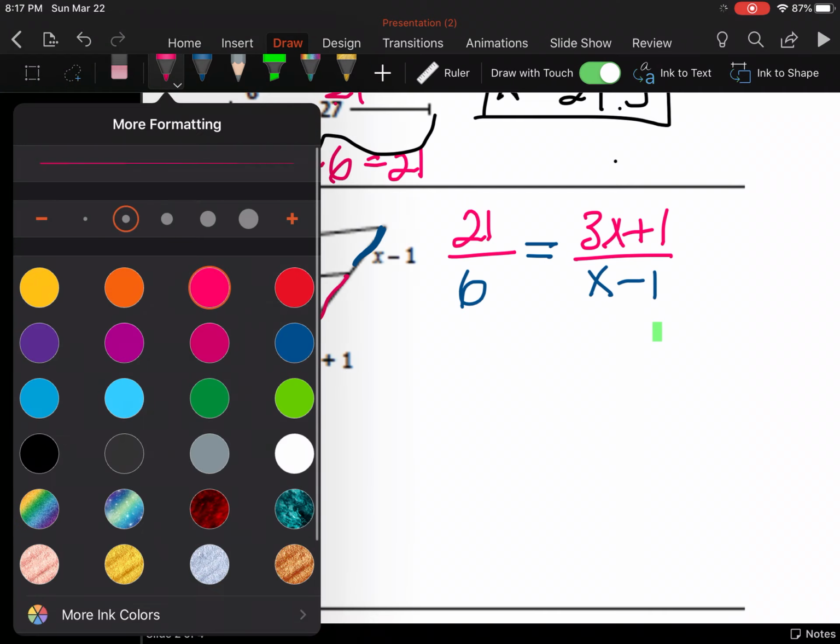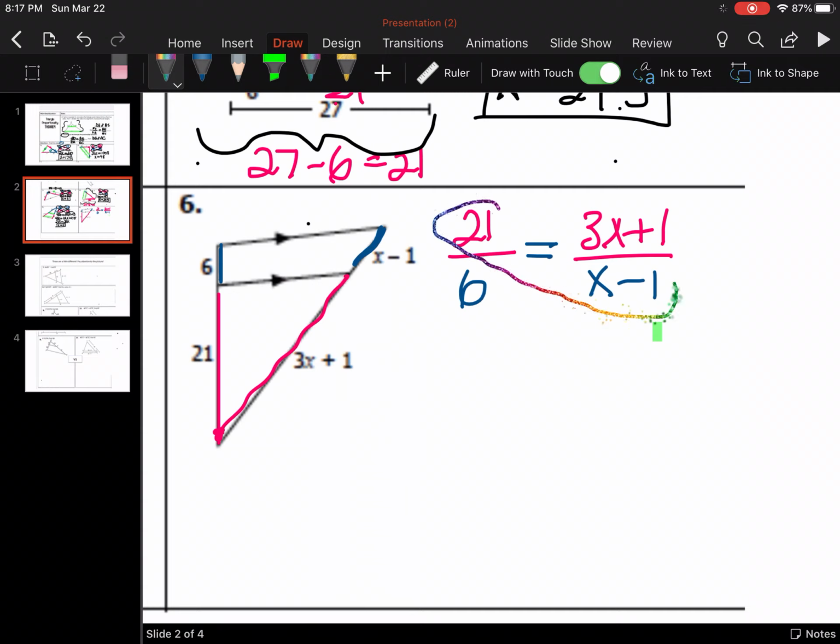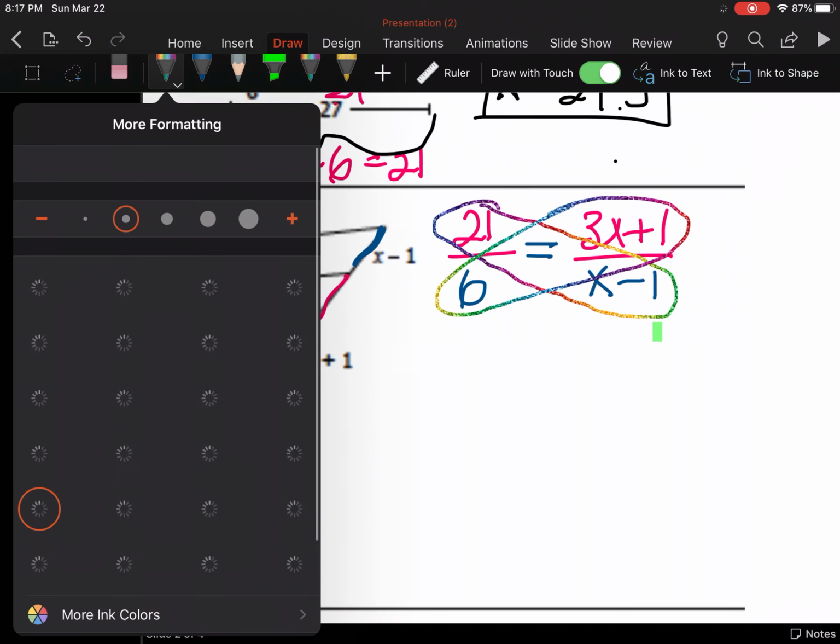Let's get the black back up. Ooh, let's do a fun rainbow. Ready? There we go. Get back the black pen.